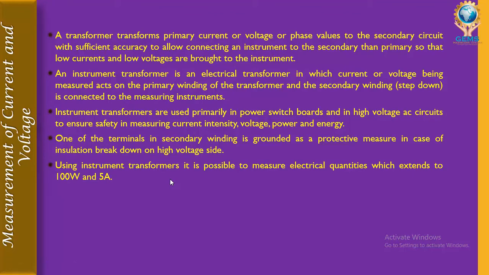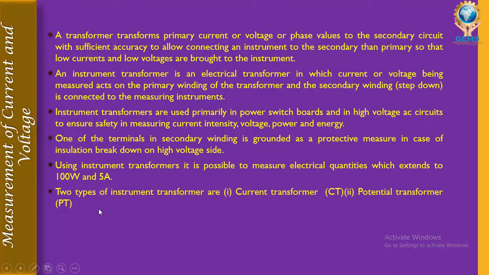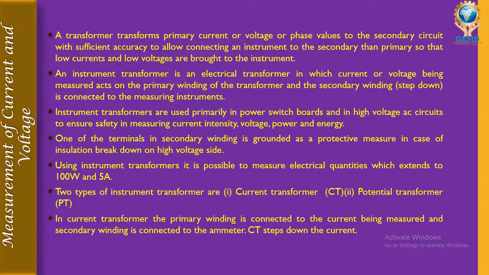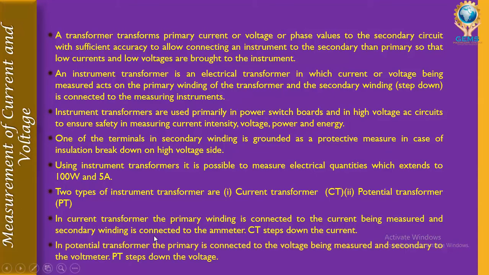Using an instrument transformer, it is possible to measure electrical quantities with ranges down to 100 volts and 5 amps. So we will be able to get a low range voltage value of 100 volts, and it is possible to get a low range current value of even 5 amps. There are two types of instrument transformer: the current transformer and the potential transformer. In a current transformer, the primary winding is connected to the main supply, and the secondary winding is connected to the ammeter. In a potential transformer, the primary is connected to the AC mains or the supply, and the secondary is connected to the voltmeter.